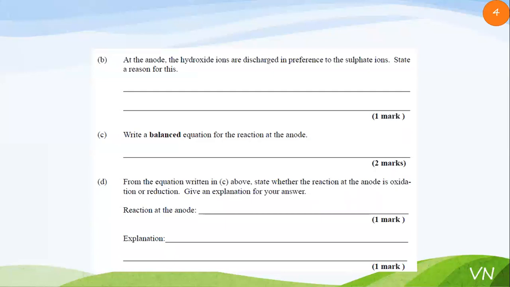Part B of the question. We went through a bit of this already. It says here that at the anode, the hydroxide ions are discharged in preference to the sulfate ions. State a reason for this. Most of you should be able to tell me very quickly now.